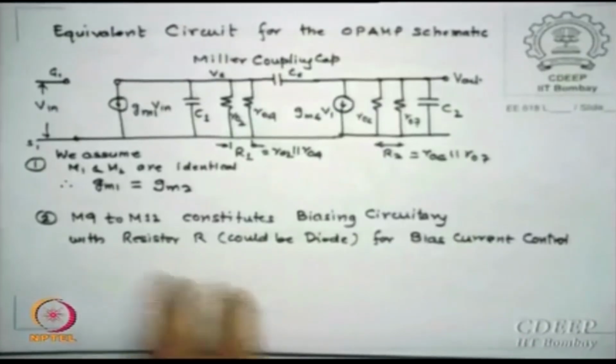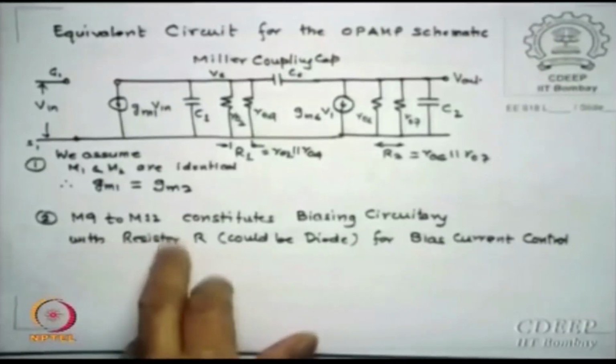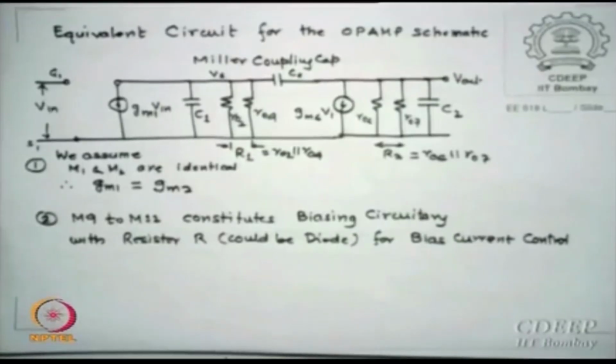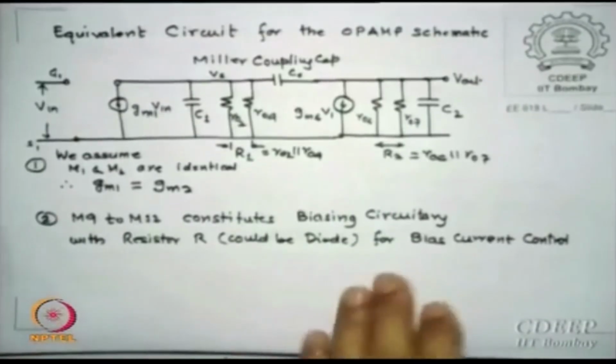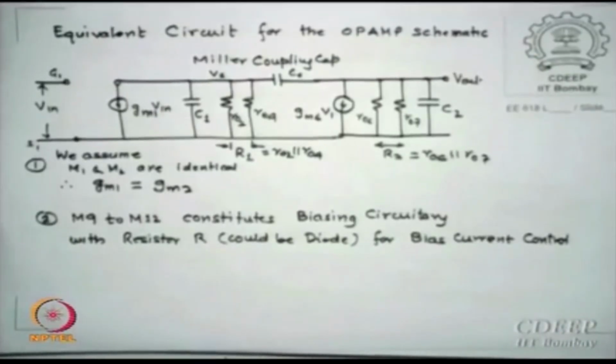So M1 and M2 are identical, so gm1 is equal to gm2, both W by L and thresholds are the same for the n-channel transistors forming the DFAM. Then M9 to M12, as I just now showed, constitute the biasing circuitry with resistor R, which could be a diode, for bias current control. Right now I am not designing that, which I can independently design for you. I am only designing the DFAM stage and gain stage, that W by L. But once I know what I want, I can go back and figure out what I should push.